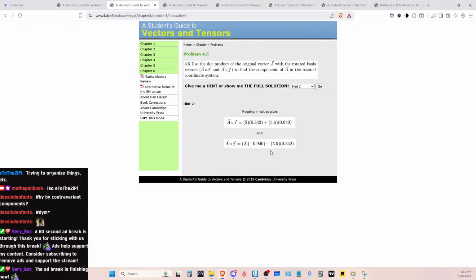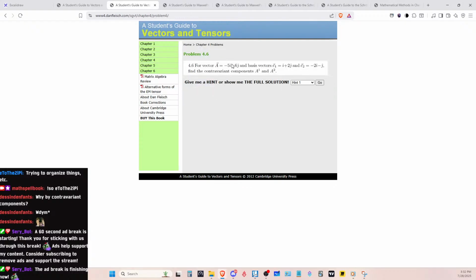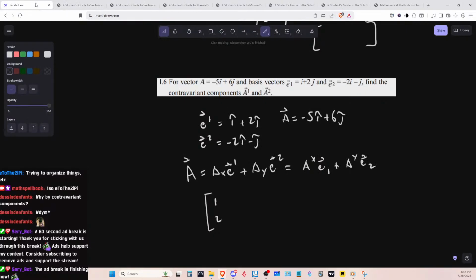Let me check here. Okay, yeah, they wrote it like this. Okay. Luckily, we checked here. So it is covariant components. So if it's covariant components, then that means that these should be in a row. So it's 1, 2.